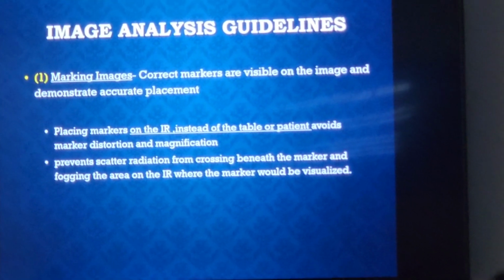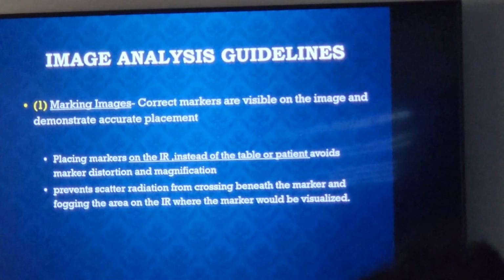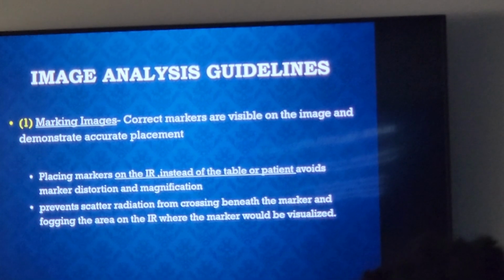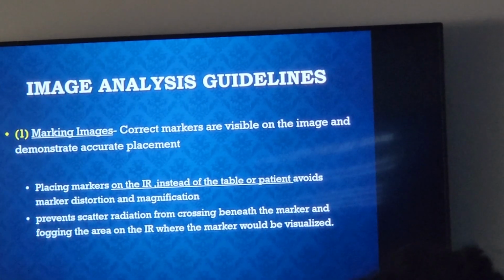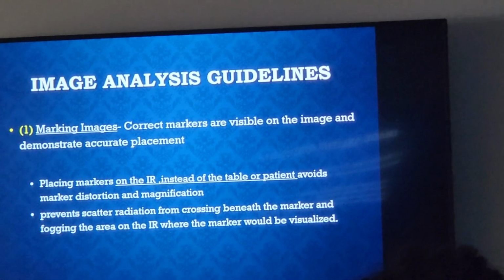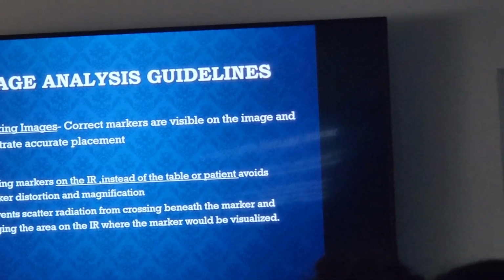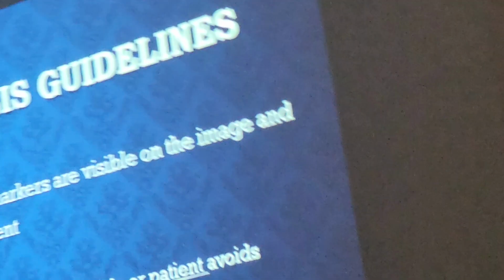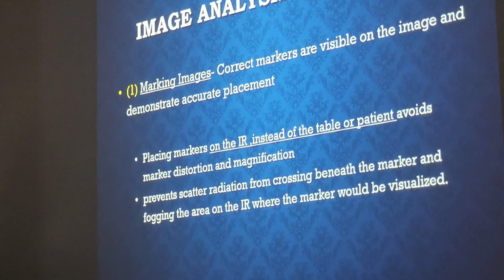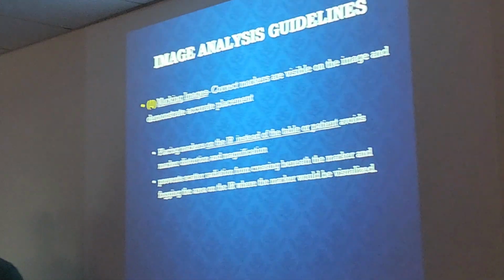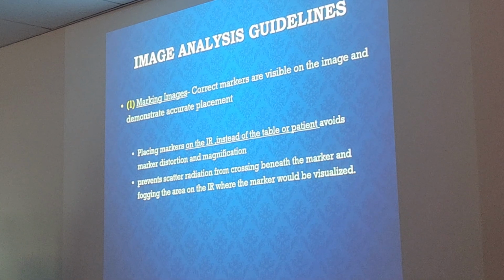So if I ask you a question, what is the importance of placing markers on the IR instead of on the patient or on the table, you would give me these reasons. Avoids marker distortion and magnification. Also prevents scatter radiation from crossing underneath the marker and making the image look noisy or foggy. Okay, so this is a gold star question, I guess.